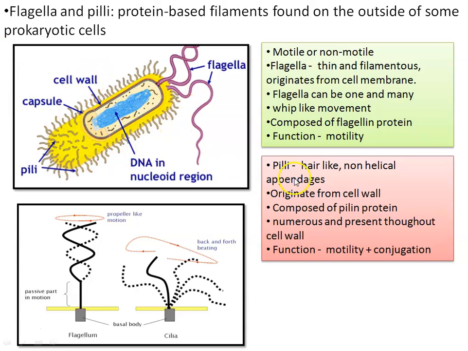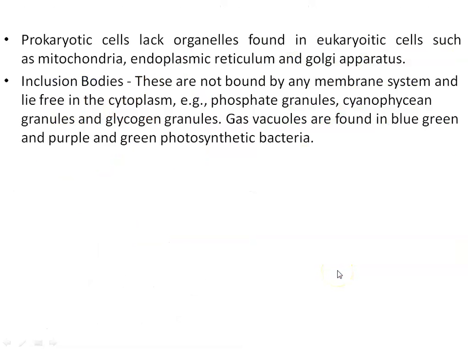In the case of pili, you can see these are hair-like, non-helical appendages. They are straight, not helical like flagella, and they originate from the cell wall. In the case of flagella, it was originating from the cell membrane, that is the plasma membrane. But pili originate from the cell wall. They are composed of pilin protein. They are numerous and present throughout the cell wall. The main function of pili is in the process of conjugation, but they also help in motility. So I hope these things are clear to you.